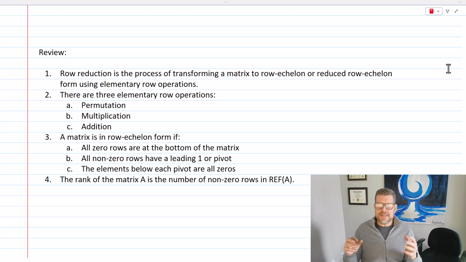We know that we've got something in row echelon form, or a matrix in row echelon form, if all the 0 rows are at the bottom of the matrix, all non-zero rows have a leading 1 or a pivot, and the elements below each pivot are all zeros. The rank of the matrix is going to be the number of non-zero rows then in the REF of A. So if I want to find the rank, I'm going to have to first row reduce either down to the REF or the RREF of A, and then count the number of non-zero rows.